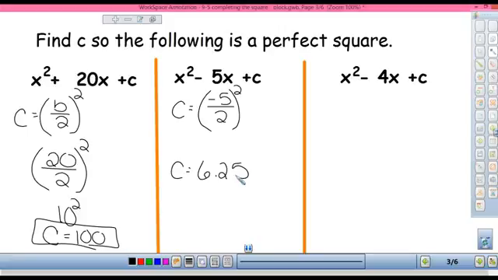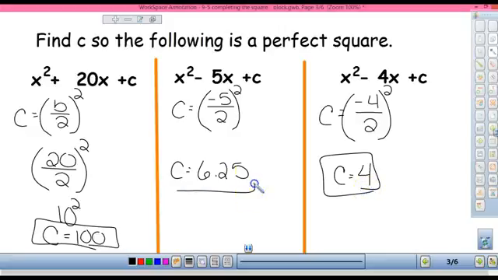So over here, we've got c equals, what is my b? Negative 4 divided by 2, squared. So c equals, what's negative 4 divided by 2? Negative 2, and negative 2 squared is 4. So in this case, my c is 4.